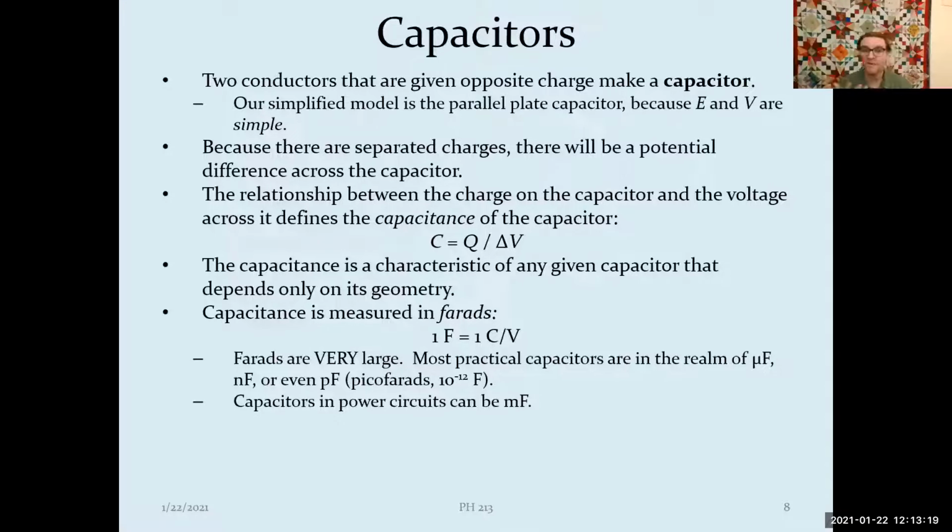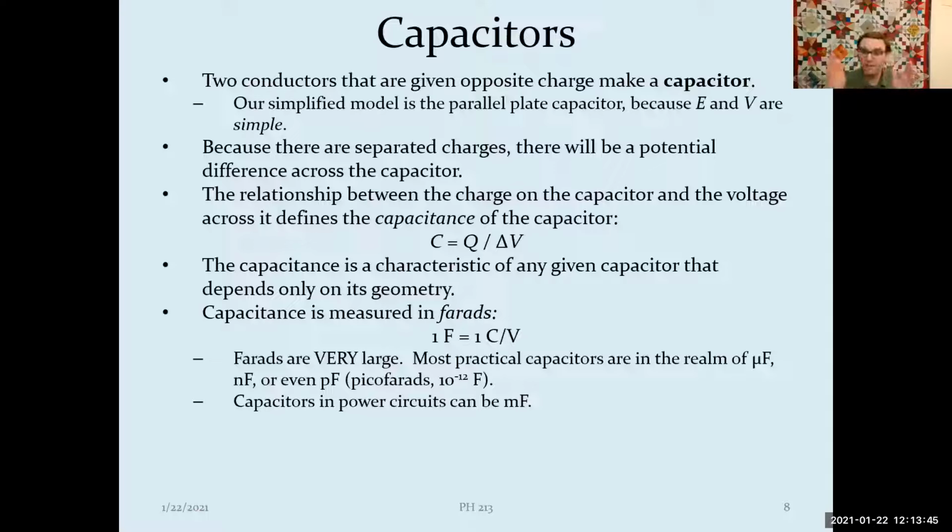Like I said in the previous video, anytime I've got two conductors where I put positive charge on one and negative charge on the other, I've made a capacitor. The simplified model of a capacitor that we will use most of the time is called the parallel plate capacitor, where you just take two plates and put them next to each other, rather than weird shaped pieces of metal. And we choose that because the electric field and the electric potential are both really simple for that example.